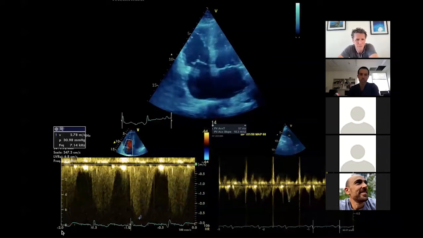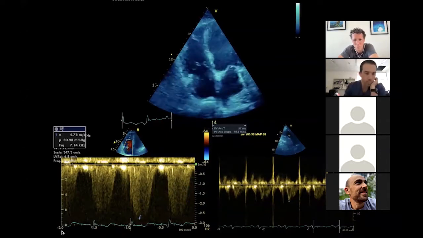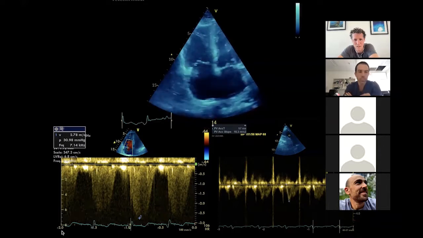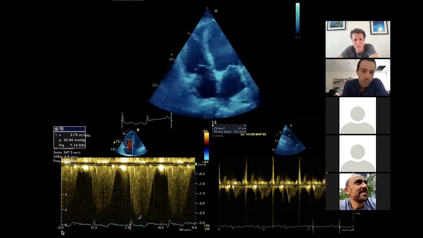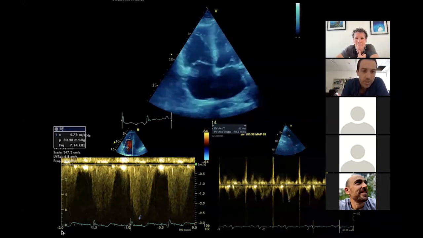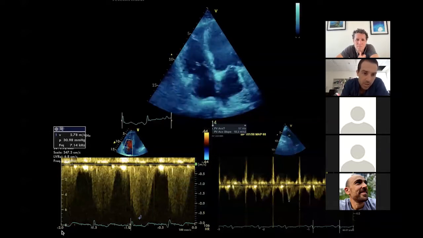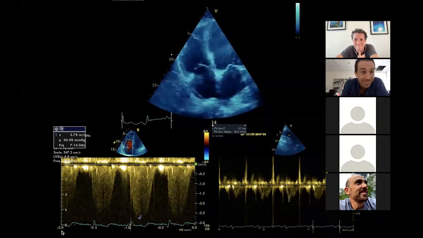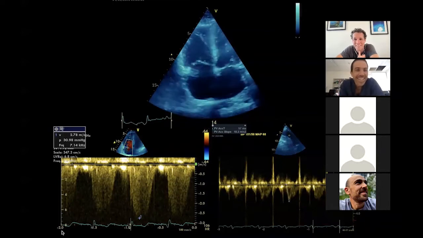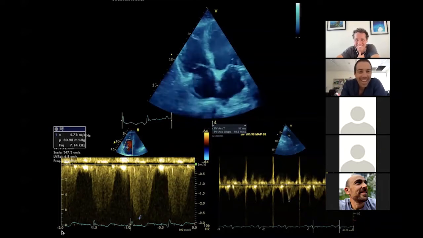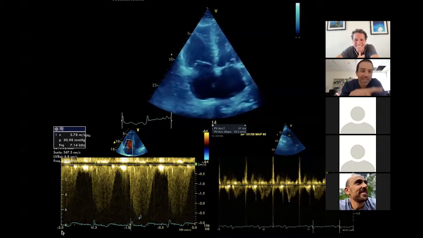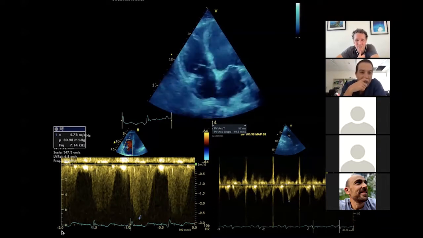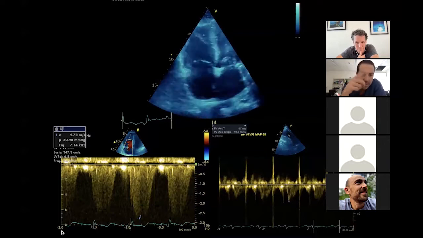All right, Ben, talk to me about what we're seeing here. So we've... Yeah, so I'm looking at effectively an RV-focused apical 4-chamber view. My image quality is reasonable. I can't see the full extent of the RV free wall, which I'd like to do, but that's fine, and maybe lower the depth.